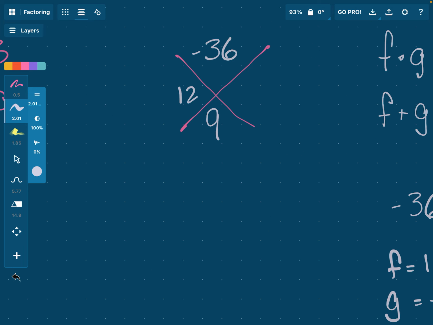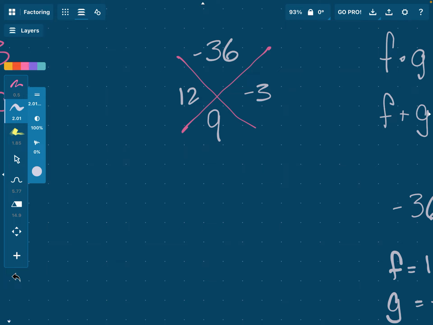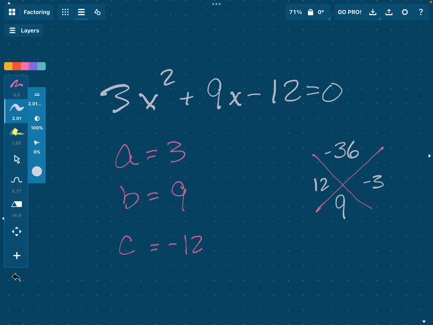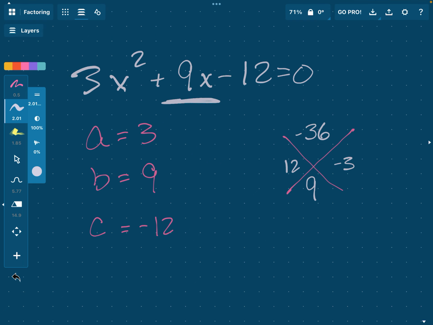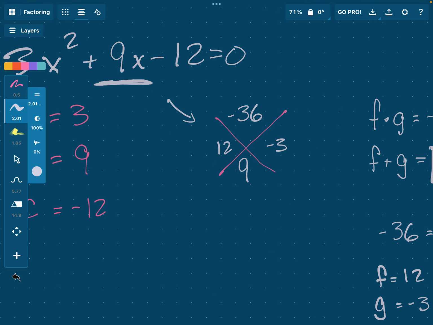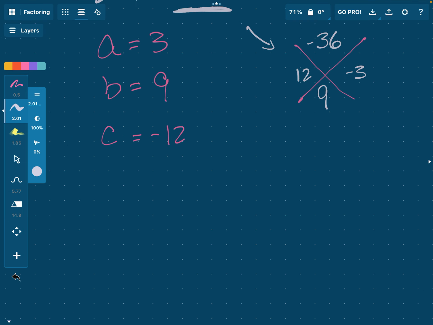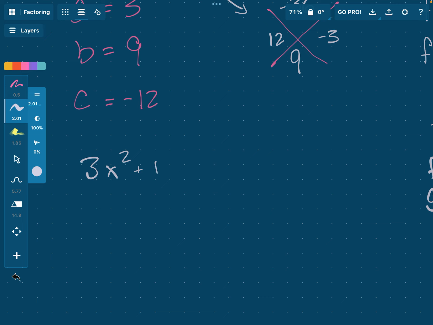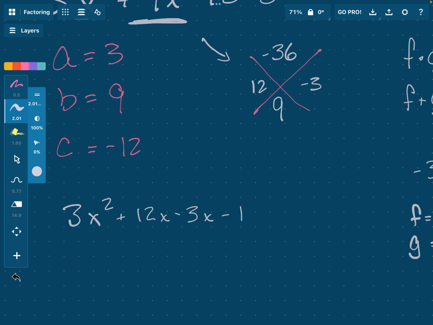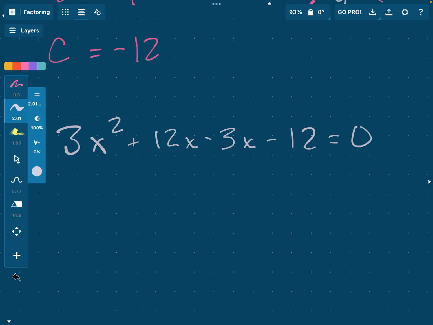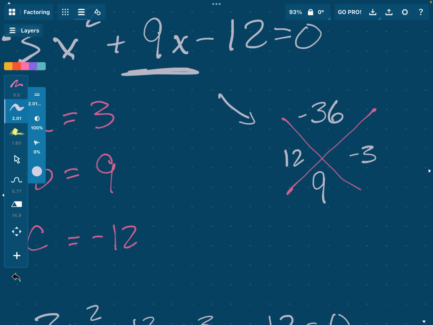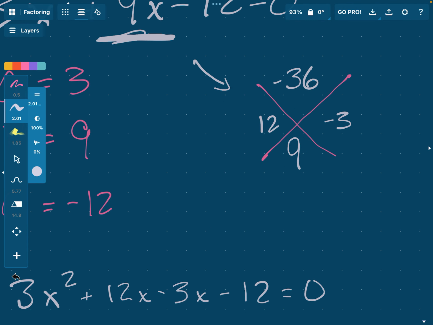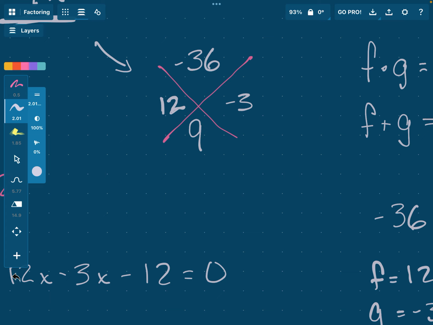Now we're going to fill this like we normally would, but instead of breaking this into a binomial, what we're actually going to do is break this middle term up based on these two numbers that we got here. And so we're going to take 3x squared plus 12x minus 3x minus 12 is equal to 0. And again, 12 minus 3 is 9. So all we're doing is changing this middle term to fit based on these numbers that we calculated over here.